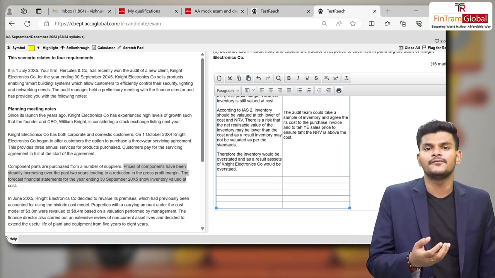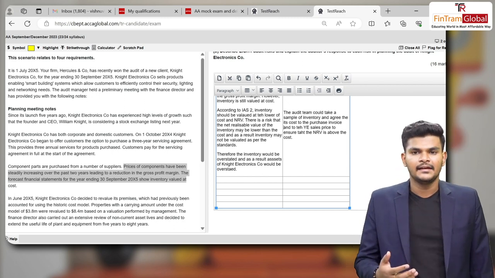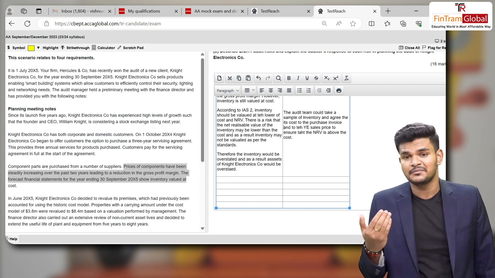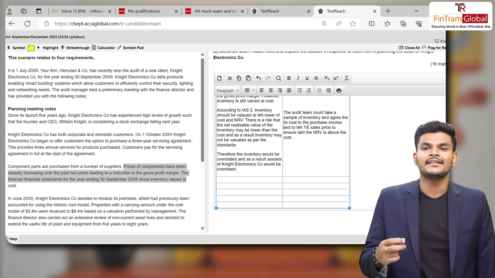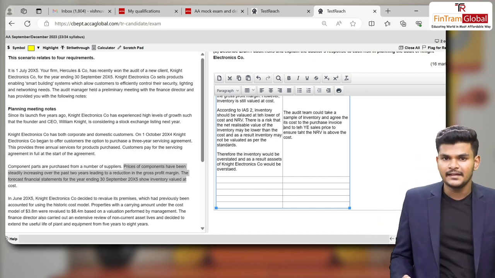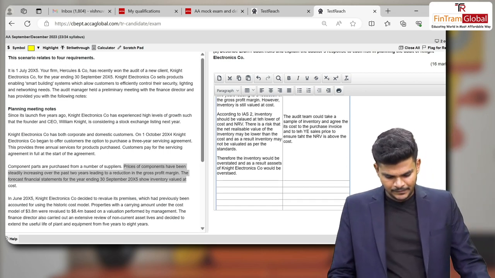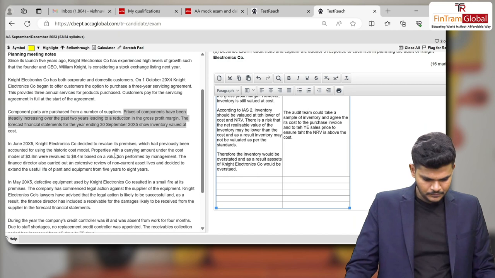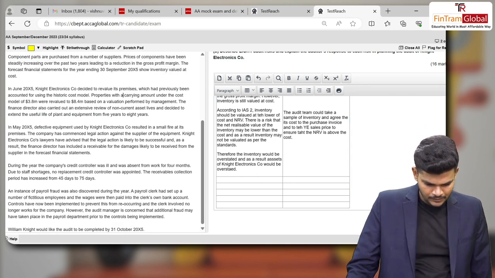Because if it is sold for a lower price than the actual market price which they were expecting to sell, that effectively means that there was an NRV and they haven't accounted for it, right? So that's basically the idea here, simple as that. Now, moving on. What's the next issue?